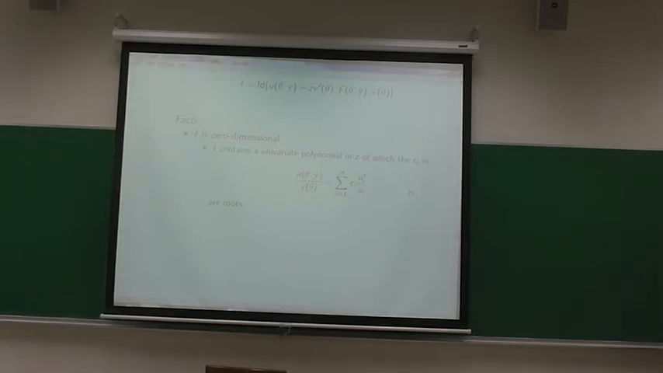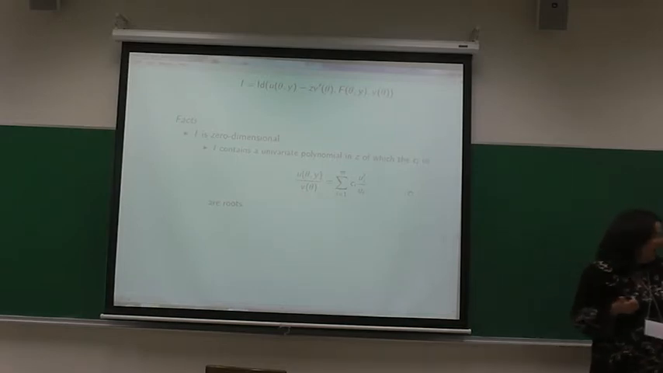It contains a univariate polynomial in Z, of which the c_i in this expression are roots. So we can compute these c_i's, if we are lucky, by doing some primary decomposition that I'm going to talk about in a minute, and then finding the minimal element of a Grobner basis for this ideal, and then computing the roots of these minimal elements, which give the c_i.